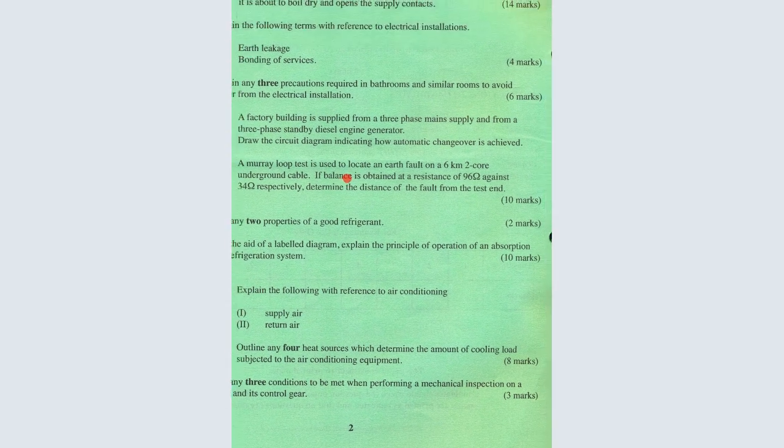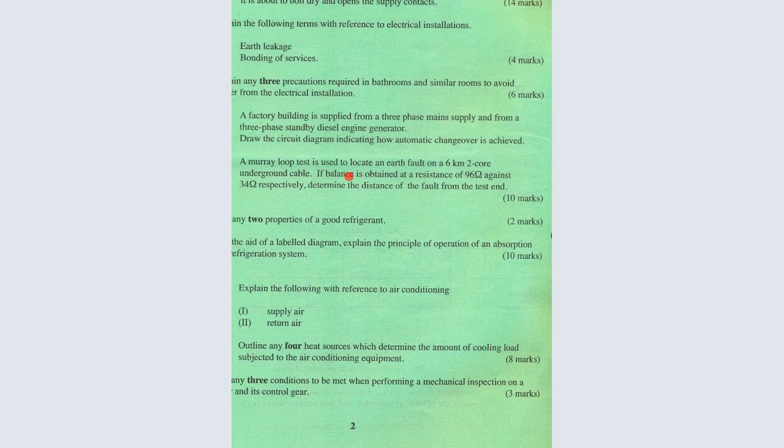Si ndio? Yes. A Murray loop test is used to locate an earth fault on a 6-kilometer 2-core underground cable. If balance is obtained at a resistance of 96 ohms against 34 ohms respectively, determine the distance of the fault from the test end. Determine the distance of fault from the test end.